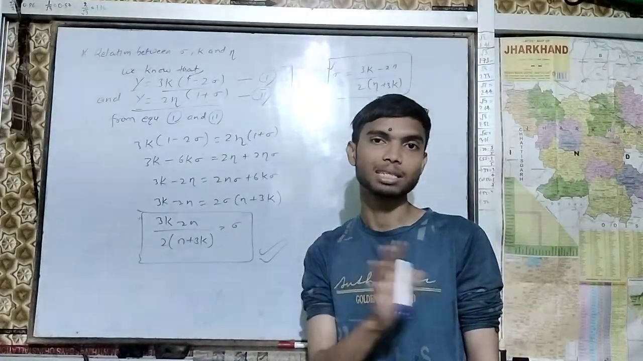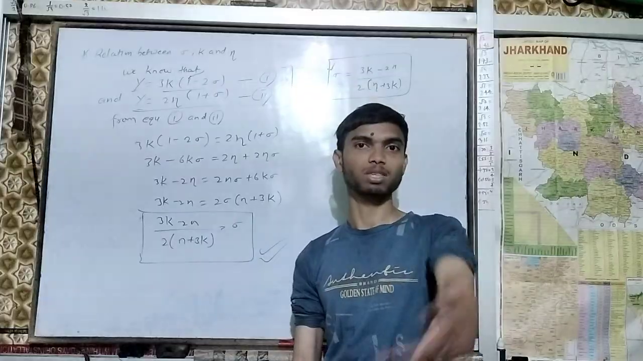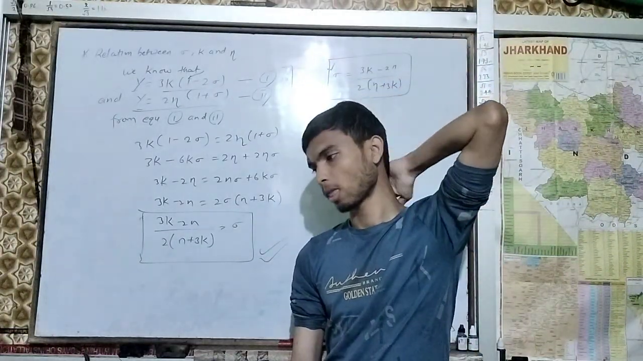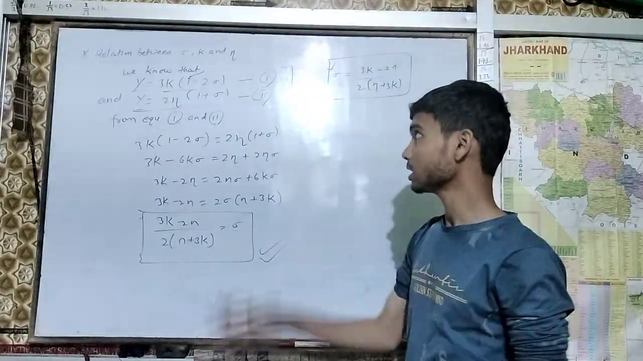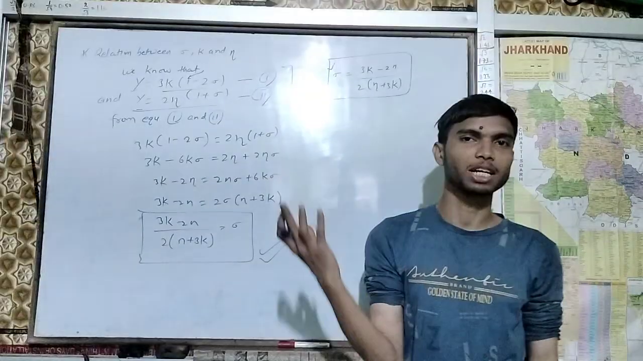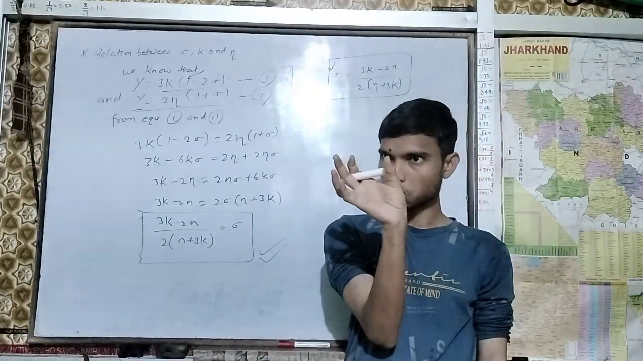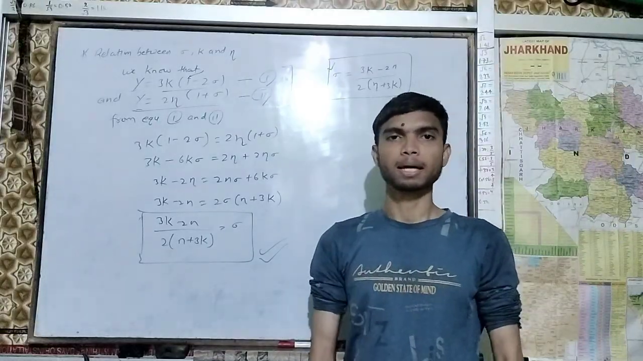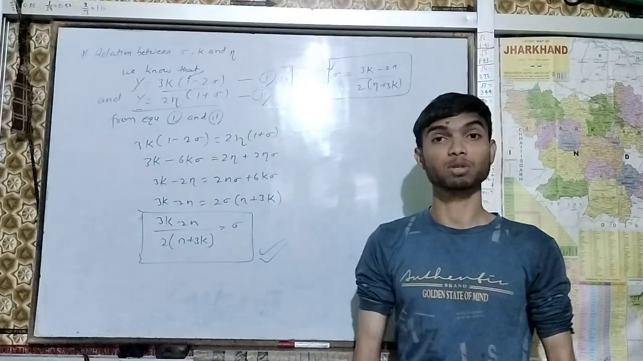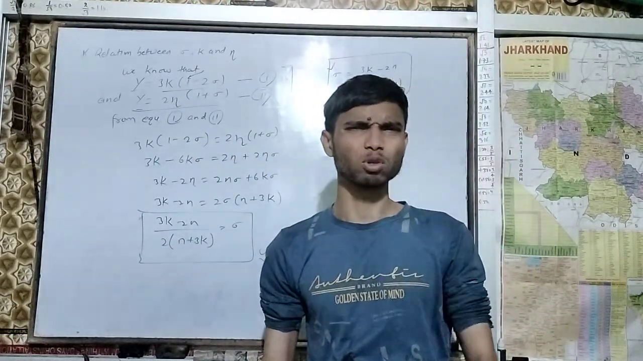Don't shift it to that side. Okay, y is equal to 2 times eta into 1 plus Poisson's ratio, and this is your second equation. From equations 1 and 2, you can see that on one side both are equal, y is equal, so y will cancel, and this will be equal to this. Now we just have to simplify.